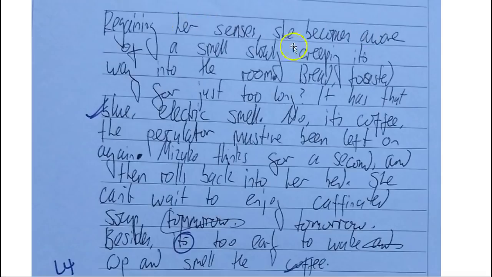Regaining her senses, she becomes aware of a smell slowly creeping its way into the room. Bread toasted for just too long. It has that blue electric smell. No, it's coffee. The percolator must have been left on again. Mizuko thinks for a second and then rolls back into her bed. She can't wait to enjoy caffeinated tomorrow.